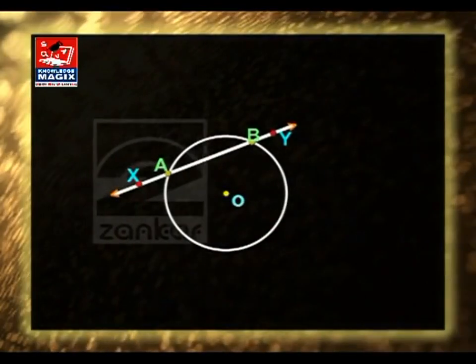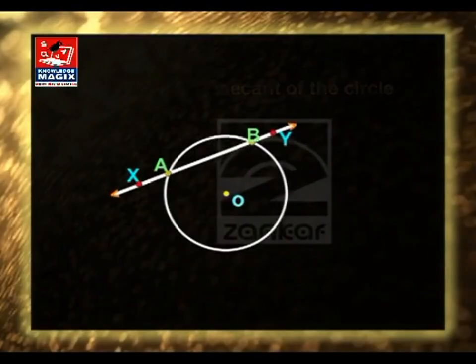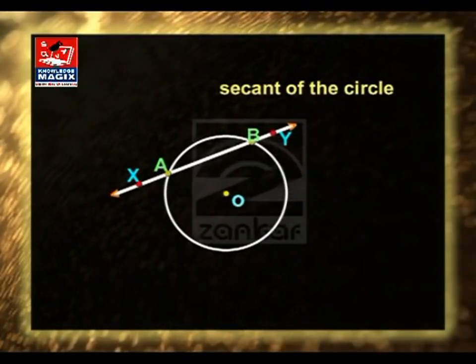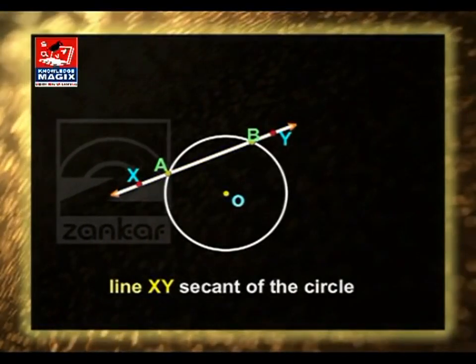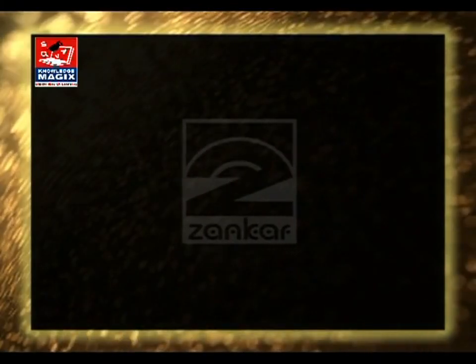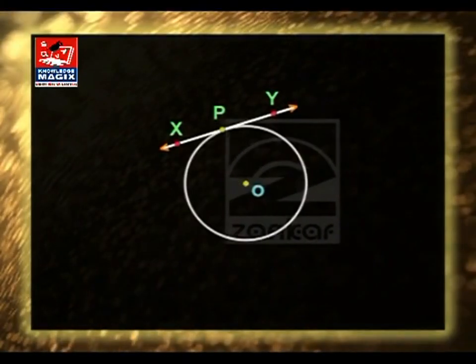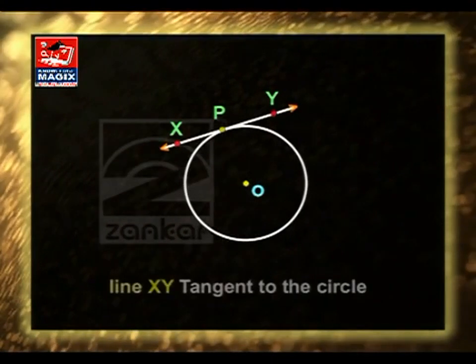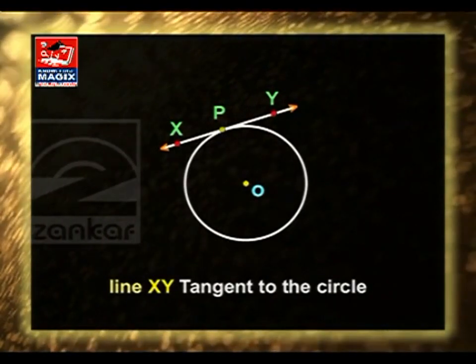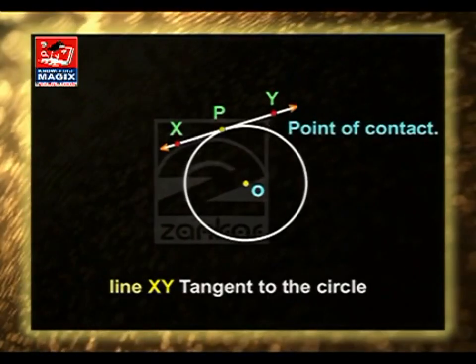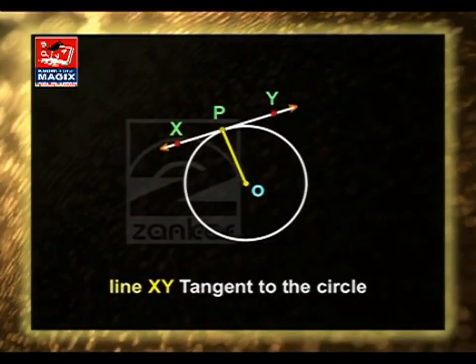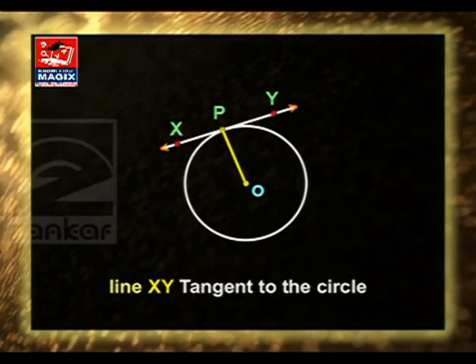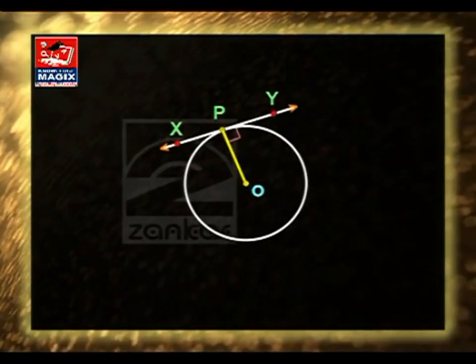Now the situation where the line intersects the circle in 2 points, then the line is known as the secant of the circle. So line XY is the secant of the circle. Now, in the second situation, where the line touches the circle at only 1 point, here line XY is the tangent of the circle and point P is the point of contact of the circle. Here, seg OP is the radius of the circle and OP is perpendicular to the tangent.